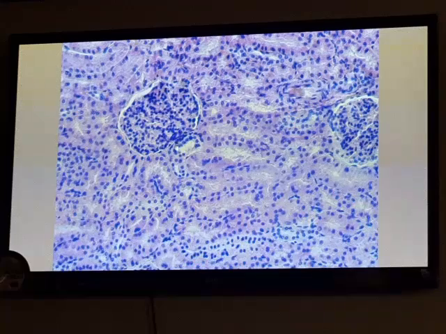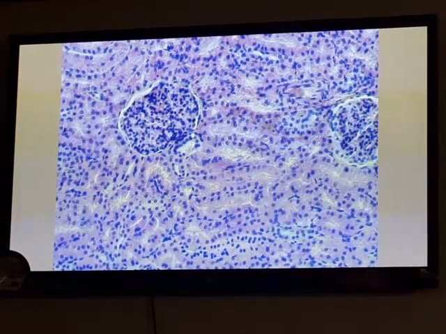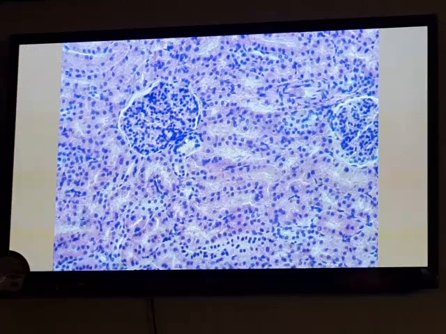In this region we have a complex called the JG apparatus, or juxtaglomerular apparatus. We can see cells of the distal convoluted tubule become modified. We can see the nuclei are darkly stained and closely compact together. This region is called the macula densa.